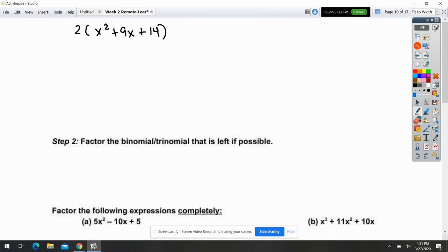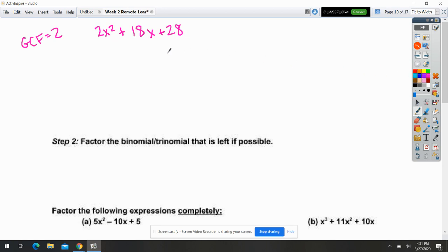Actually, let me erase this. So we figured out the GCF was 2. So the original trinomial was 2x squared plus 18x plus 28. So we know our GCF was 2.